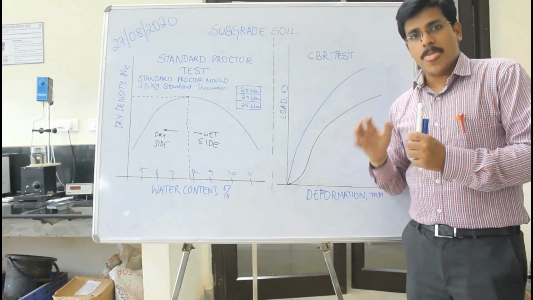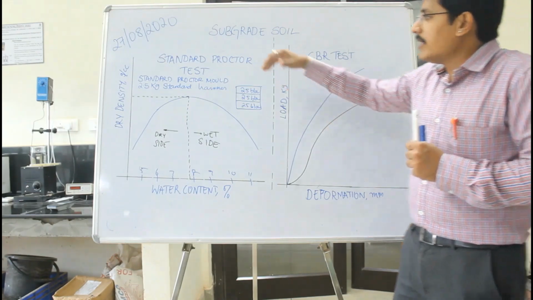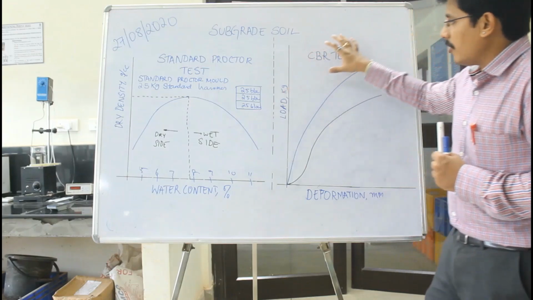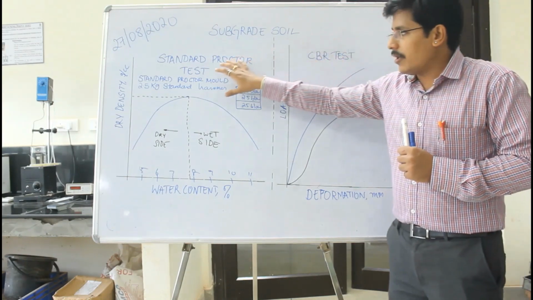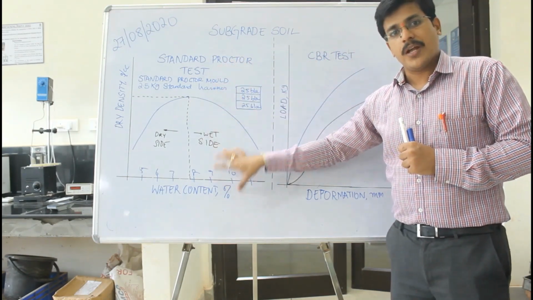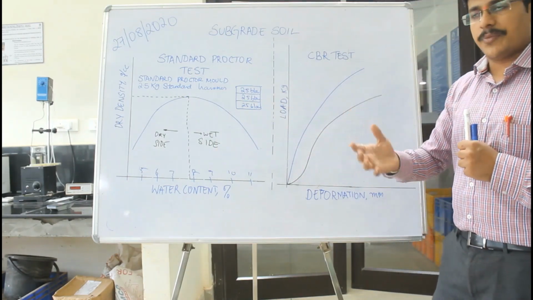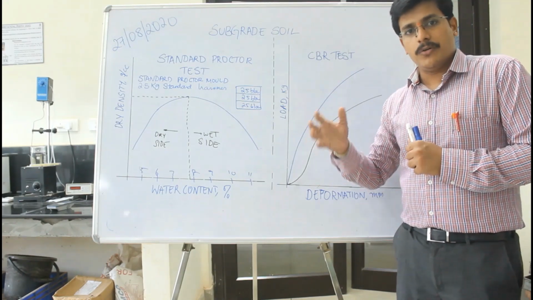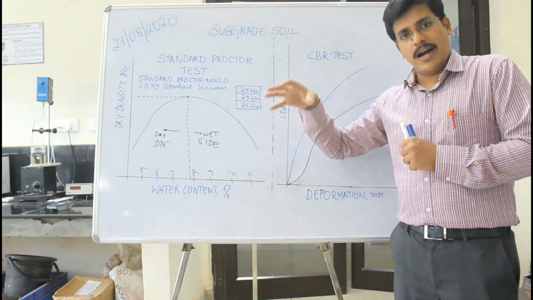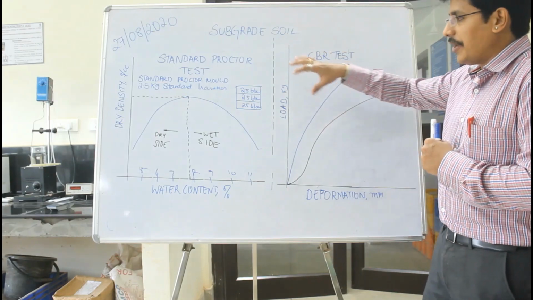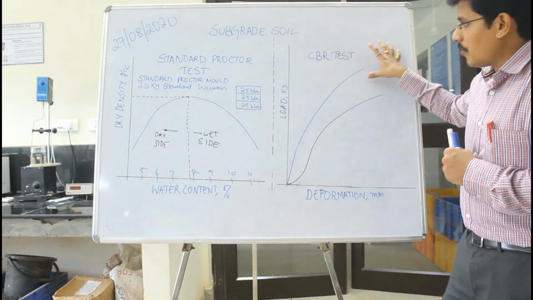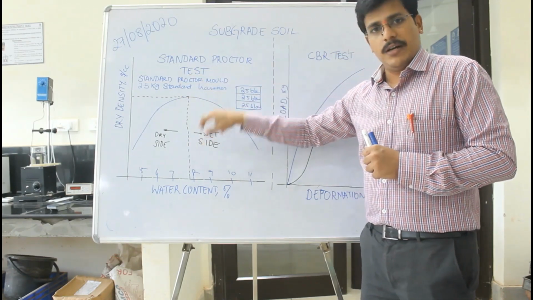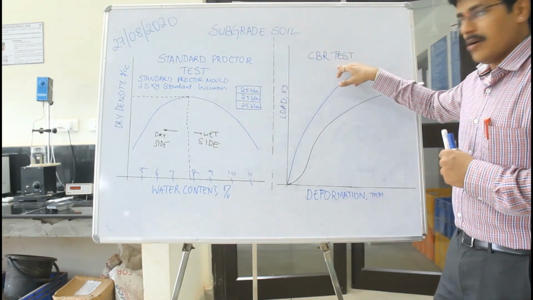In that CBR mold, we compact the soil at OMC and MDD. This forms the basis. So we compact the soil at a known OMC and MDD. But sometimes, if you want to evaluate the CBR of the actual field, you find the actual field density and then compact the soil at that particular density. But in laboratory conditions, we first find the OMC and MDD and then compact the soil in the CBR mold.